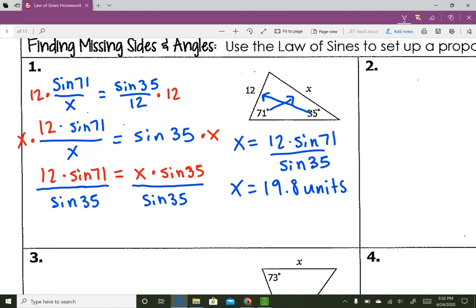So that's how we find a missing side length. So don't overthink it. Just treat it like an algebra problem.